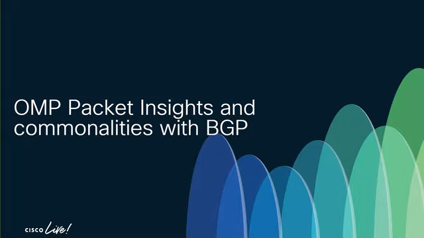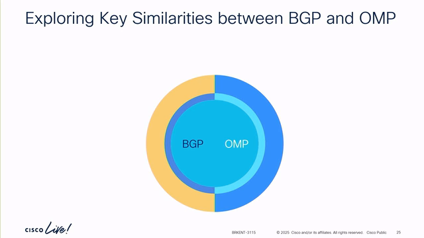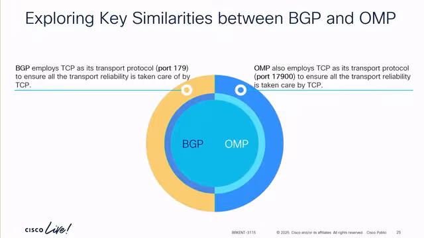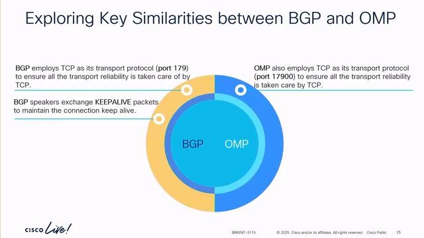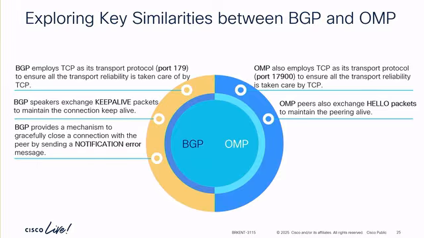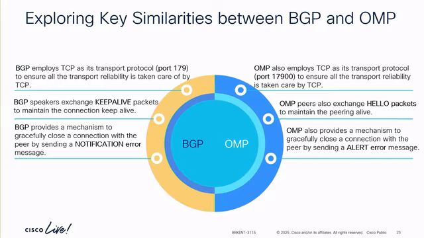I talked about how OMP is derived from BGP, so there are some similarities between OMP and BGP. BGP uses TCP as a transport protocol, and OMP also uses TCP as a transport protocol. BGP uses keepalive messages when the BGP neighbor is up. Same is the case in OMP: when the OMP peering is up, we exchange hello packets. BGP provides a mechanism to gracefully shut down after sending the BGP notification message. Same is the case here, we have the alert packet.